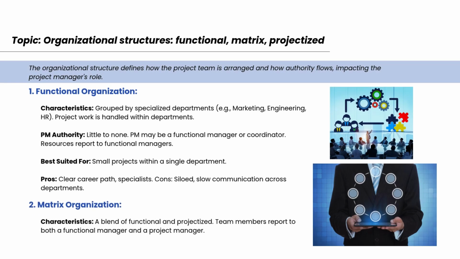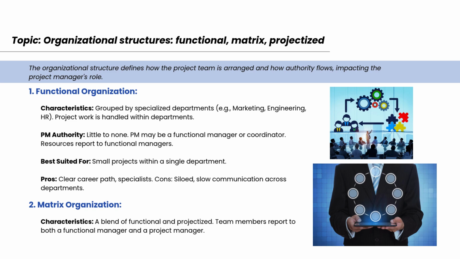Slide topic: Organizational structures. Functional and matrix. Let's now understand how different organizational structures affect the way projects are managed. 1. Functional organization. This structure is based on specialized departments like marketing, HR, or engineering. Each department handles its own projects.